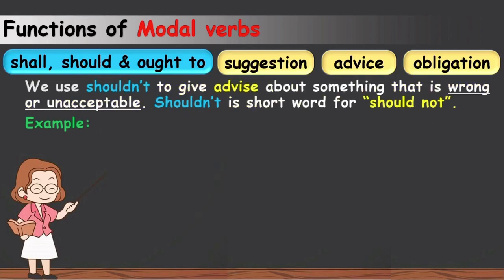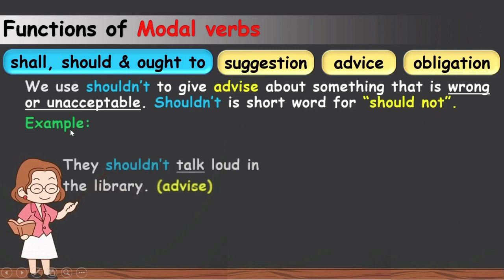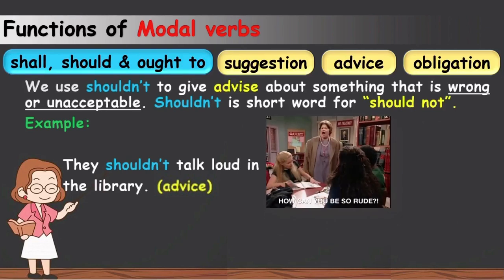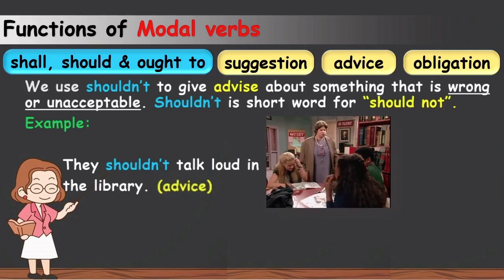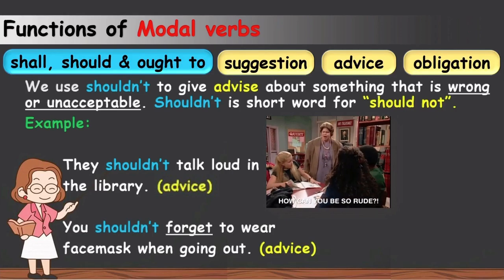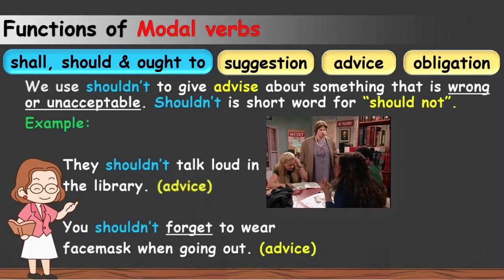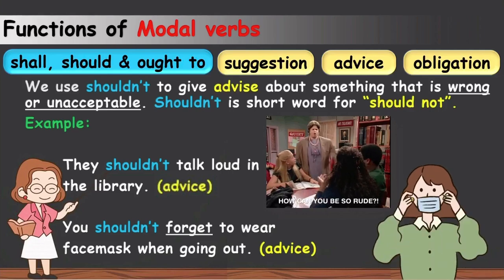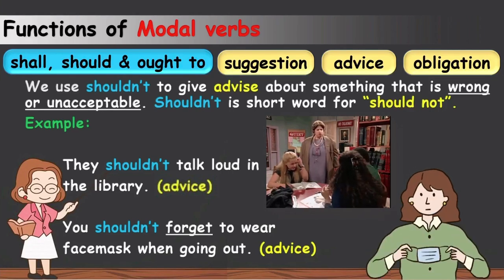We use shouldn't to give advice about something that is wrong or unacceptable. Shouldn't is short word for should not. Example: they shouldn't talk loud in the library. Shouldn't expresses an advice not to do the action. You shouldn't forget to wear a face mask when going out. Shouldn't is also expressing an advice.